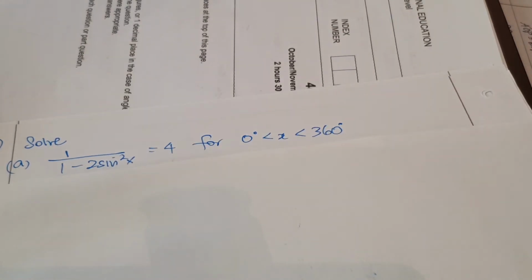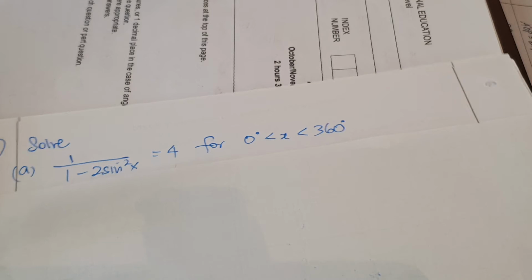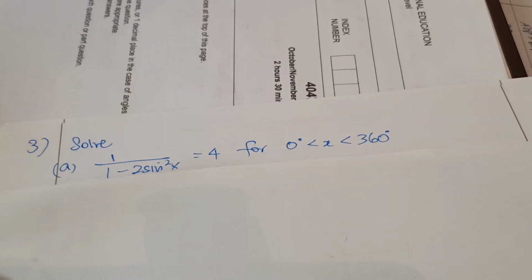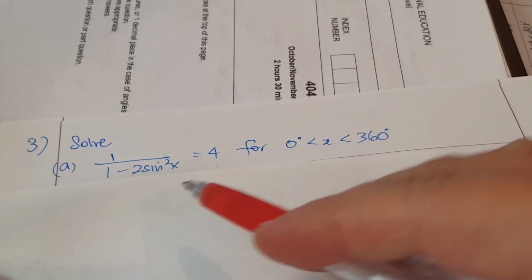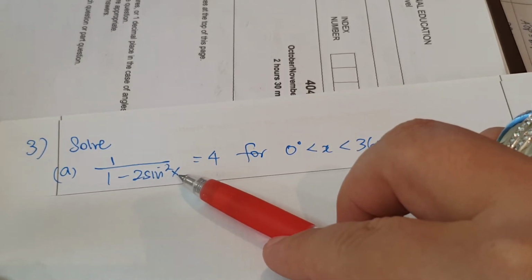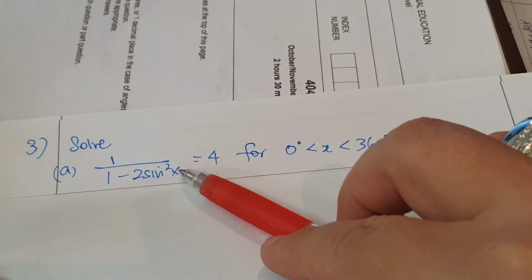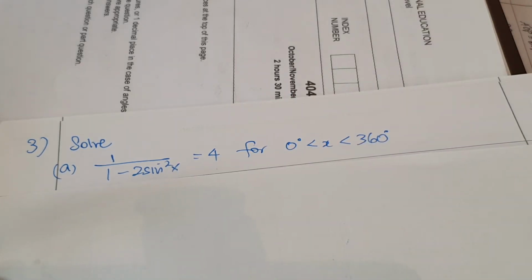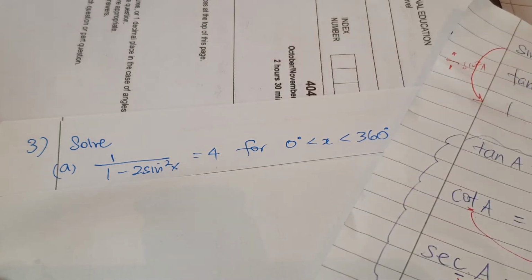Okay, you're asked to solve this. How do you solve this? Solve this equation means you need to find the unknown. Unknown is x, right? So how do you find the x? You use our very famous law called ADMAT.